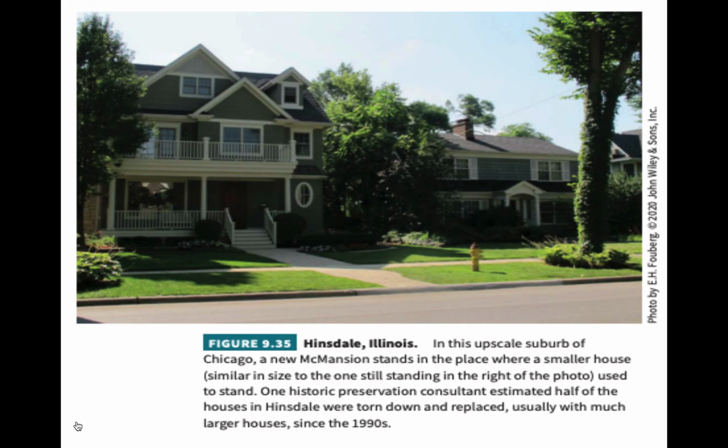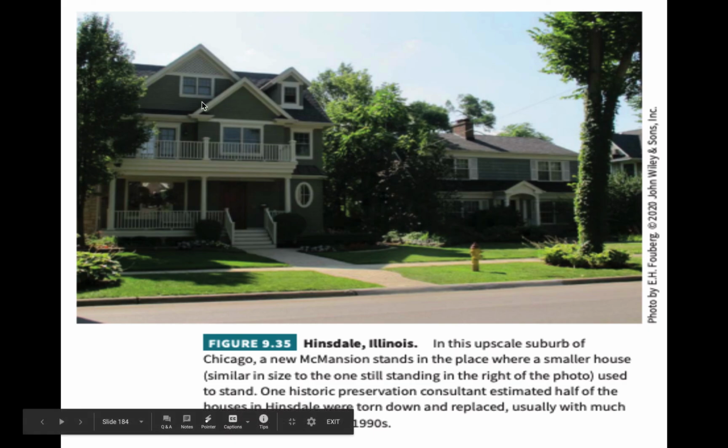Here's another look at an upscale suburb in Chicago and the gentrification and what we're seeing in these outlying first-ring suburb areas. Are we beginning to see deterioration of the one-story single-family homes, and now they're putting up McMansions. And we started to see that in the late 90s.